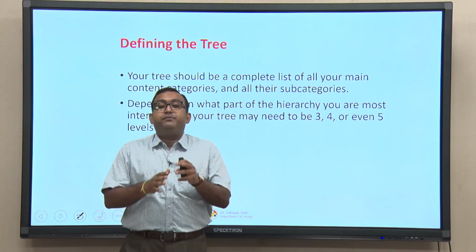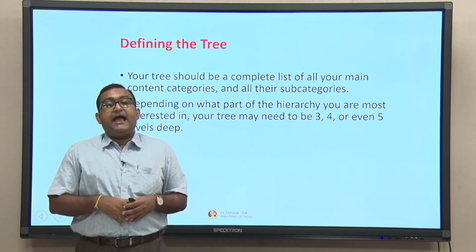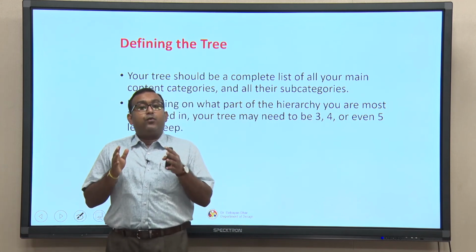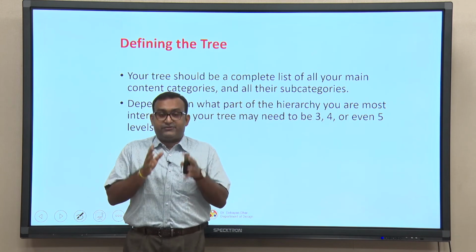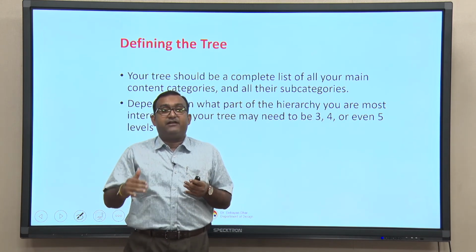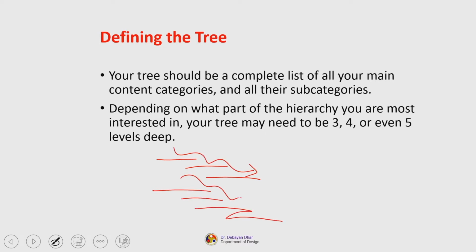Your tree should be a complete list of all your main content categories and all their subcategories, and depending on what part of the hierarchy you are most interested in, your tree may need to be 3, 4 or even 5 levels deep. It can be 3, 4, 5 levels deep.